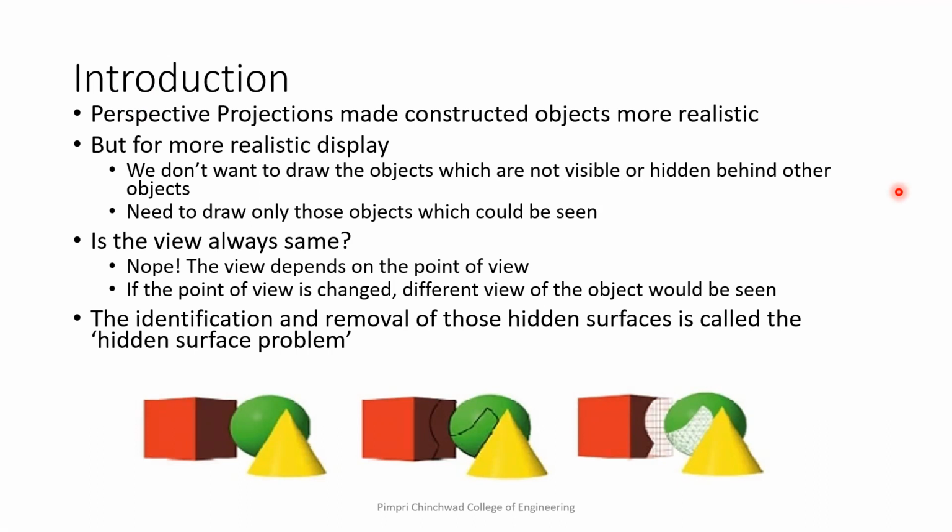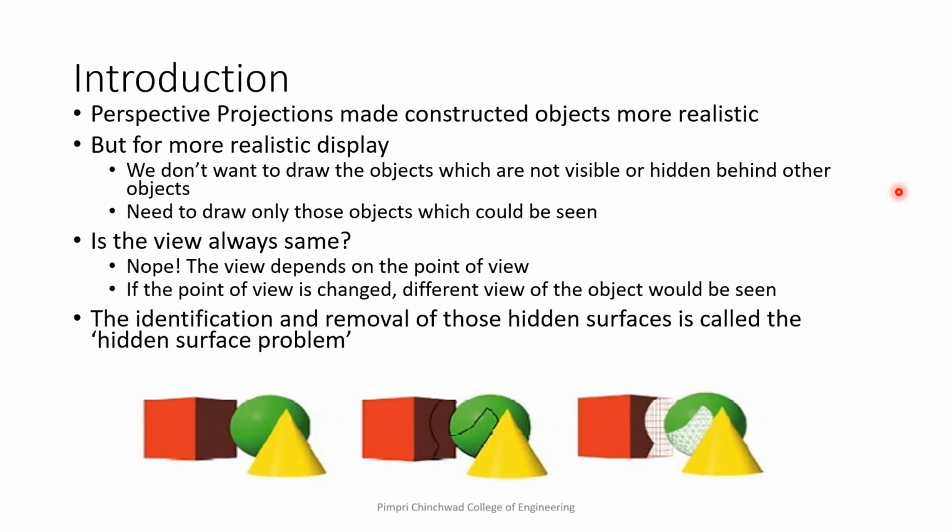In the last chapter, we have learned about the projections, by which we can understand how to actually display the objects in the display device. Especially, we have learned about perspective projections, which made the constructed objects look more realistic. Now, all these algorithms work on objects. That means we have selected a particular object and checked whether it should be inside the window, whether it should be clipped, how it should be projected, right?